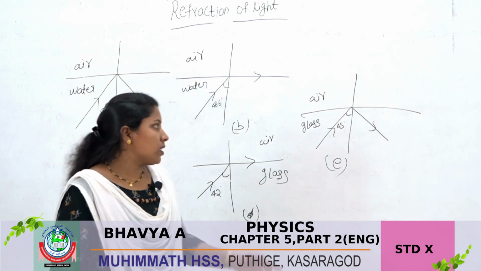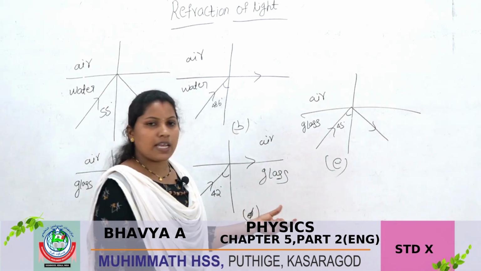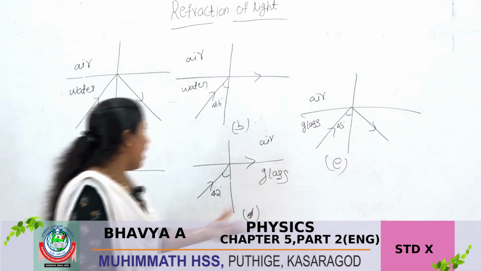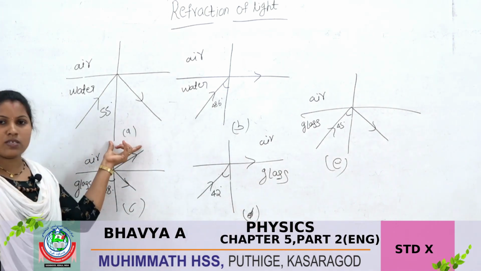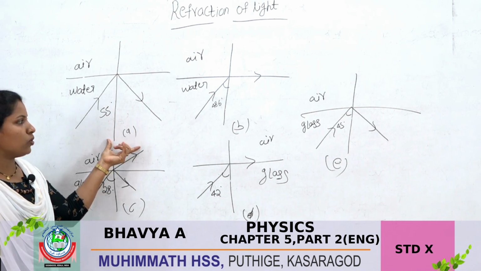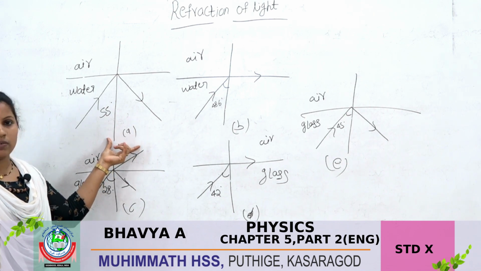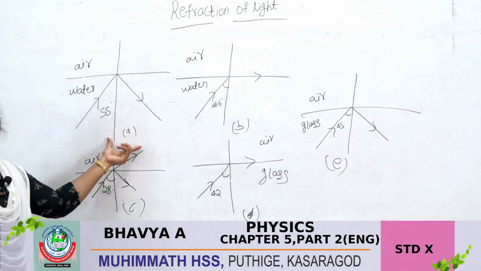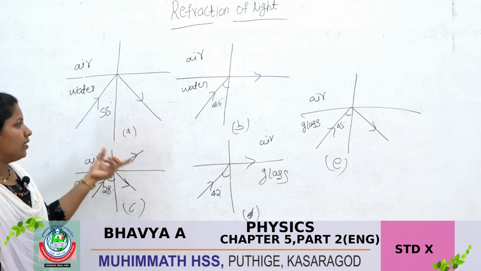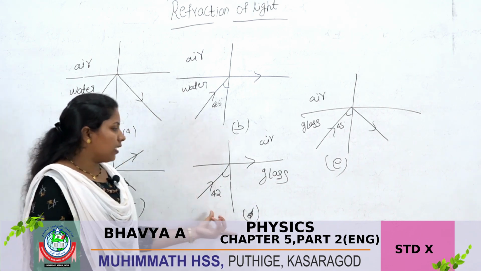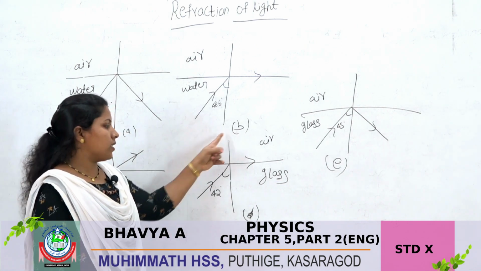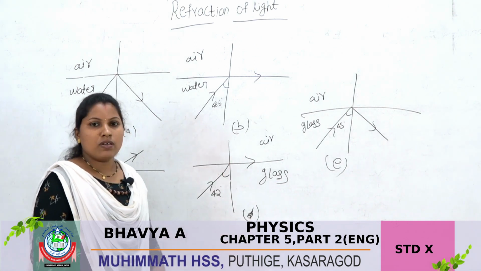In these pictures, total internal reflection takes place in E and A. These two pictures are related to total internal reflection. The pictures showing the critical angle, the water and glass critical angles, are these two pictures, B and D.